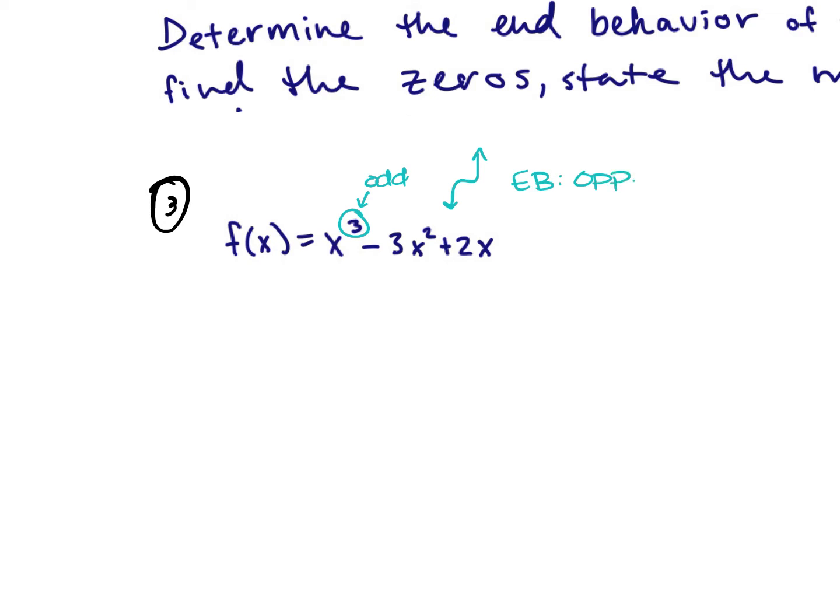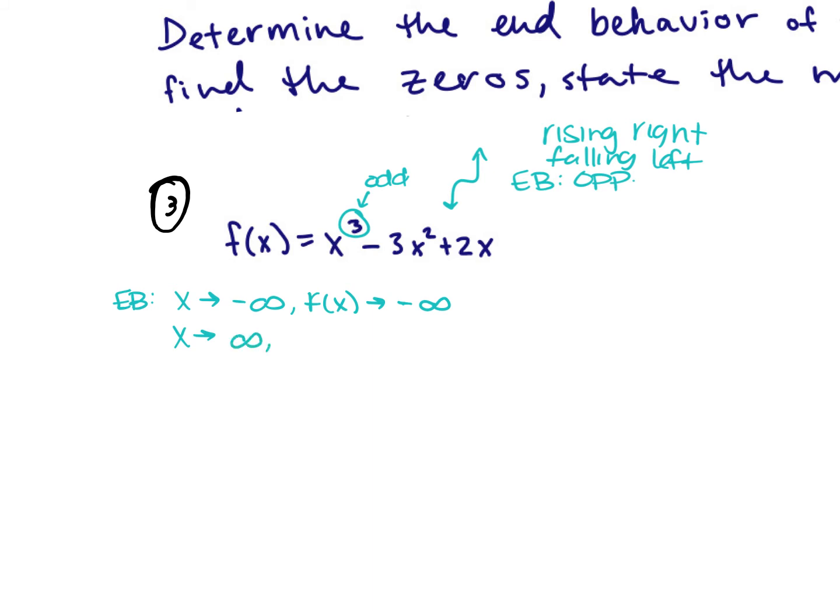So this is going to be rising to the right and falling left. So for your end behavior, as x approaches negative infinity, where does y approach? Or in this case, it's f of x. As x goes to the left, y goes down. So your f of x goes to negative infinity. And as x goes to positive infinity, so to the right, f of x, or your y, goes up, so positive infinity. So that part is your end behavior.